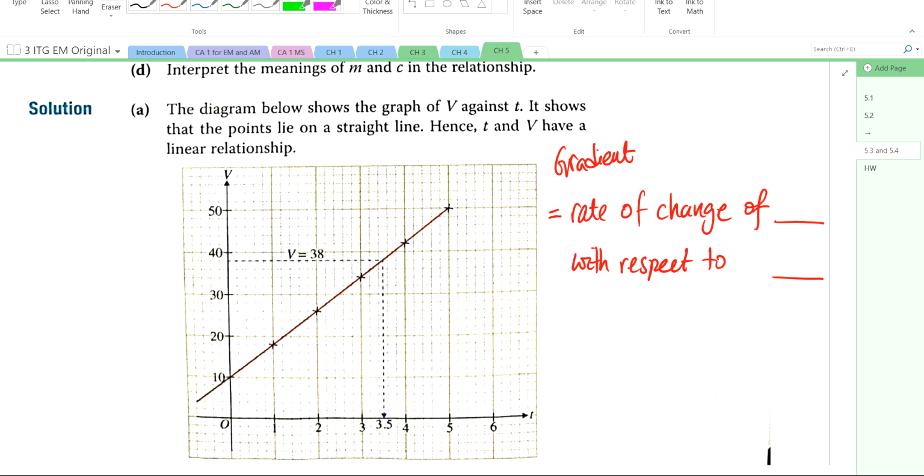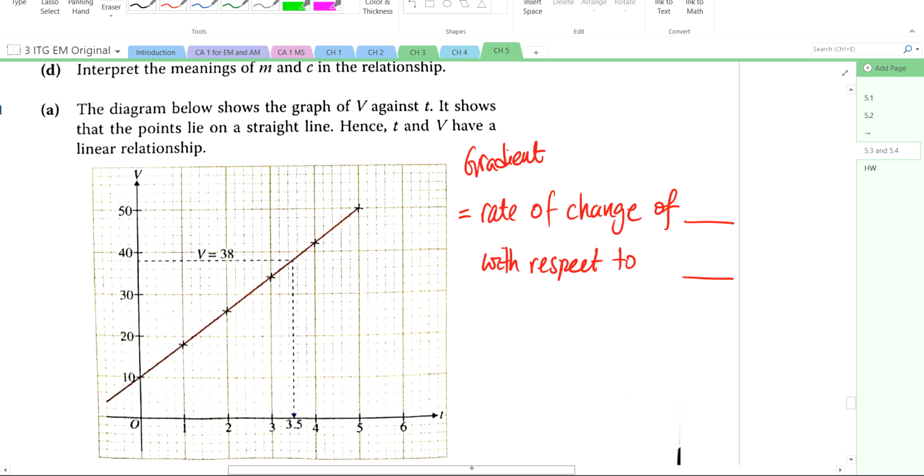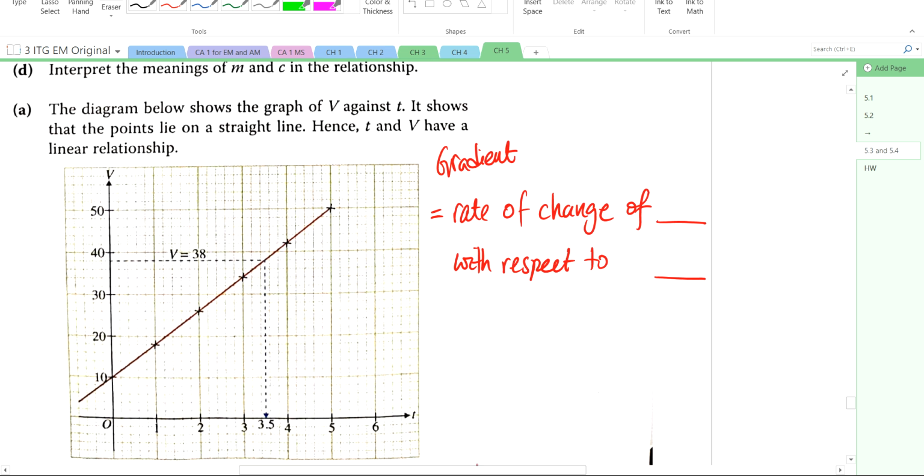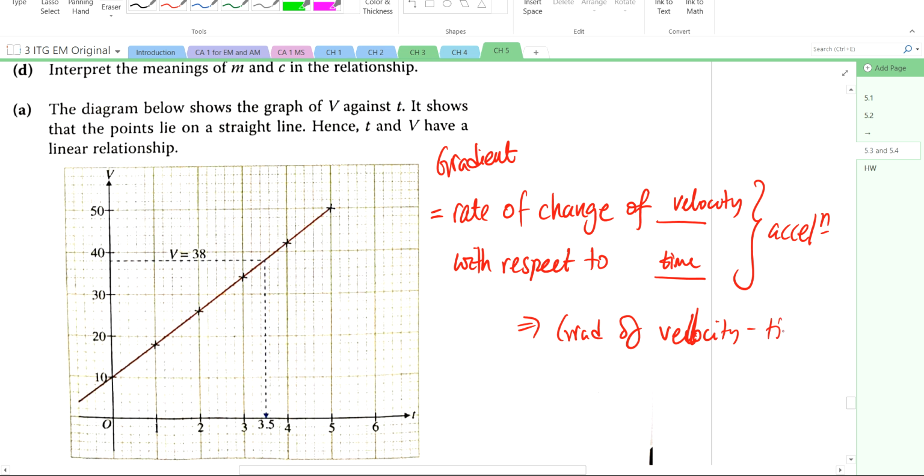Because you've seen this, right? Rate of change of what usually goes into the blank? Velocity with respect to time. Okay, let's say we have this case. Velocity with respect to time. What is this definition for? Acceleration. Yeah, this is our acceleration. Which means that the gradient of our velocity time graph equals to acceleration. Okay? This is what it means.